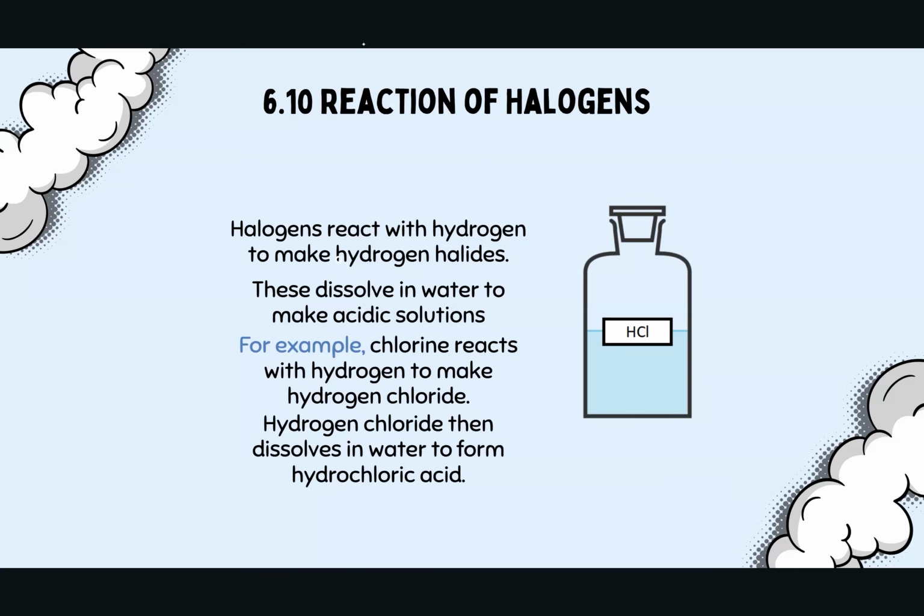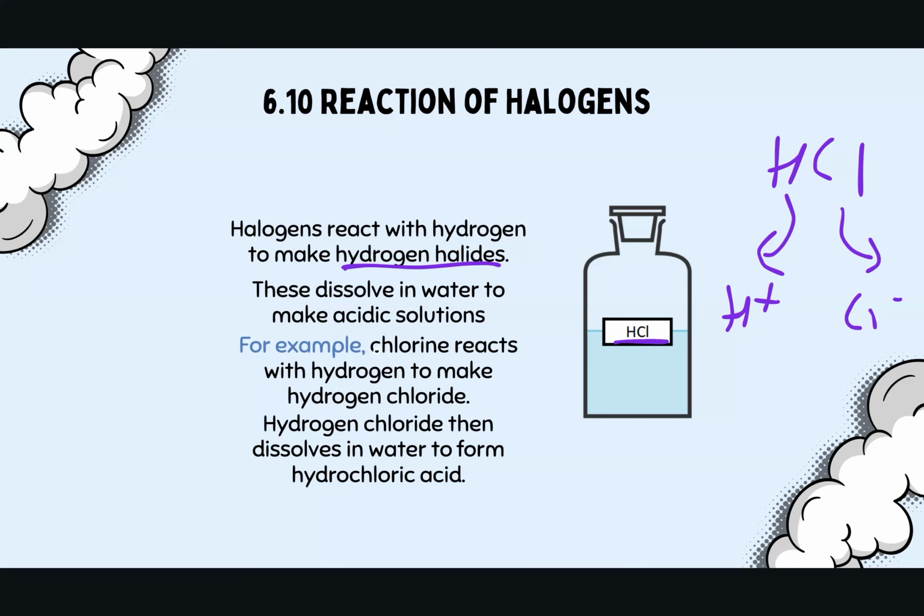Hydrogen reacts with halogens to make a hydrogen halide. Now, if we add this hydrogen halide into water, let's use HCl as an example, what's going to happen to it? It's a strong acid. It's going to dissociate completely into H+ and Cl-.